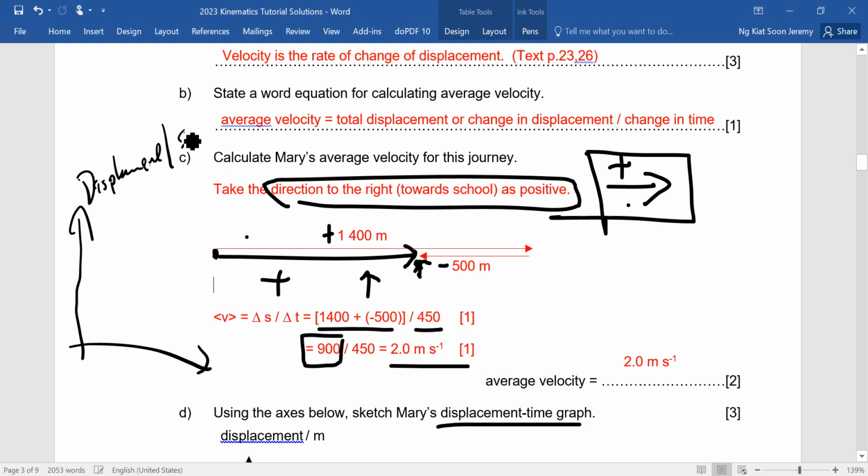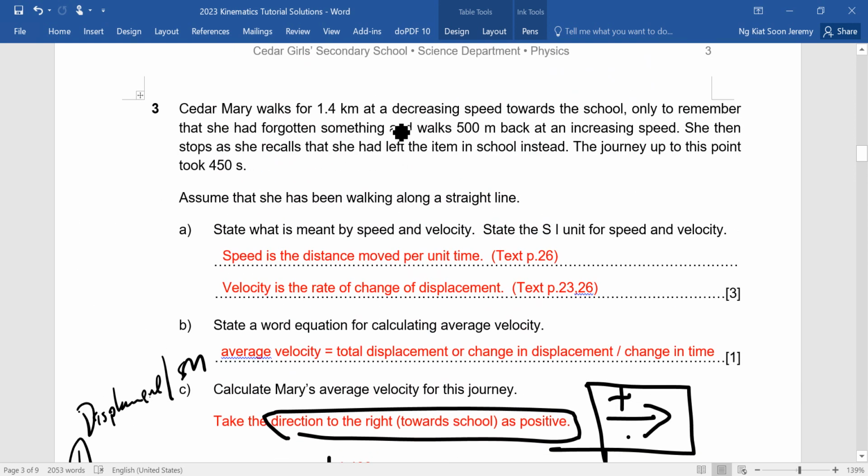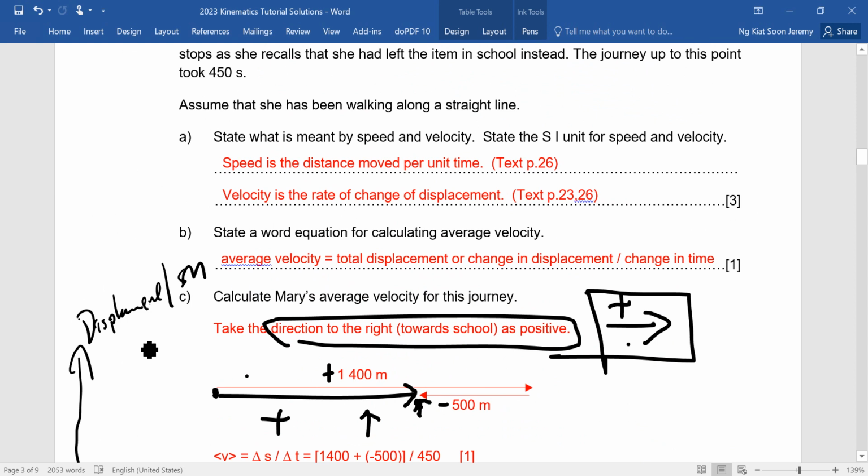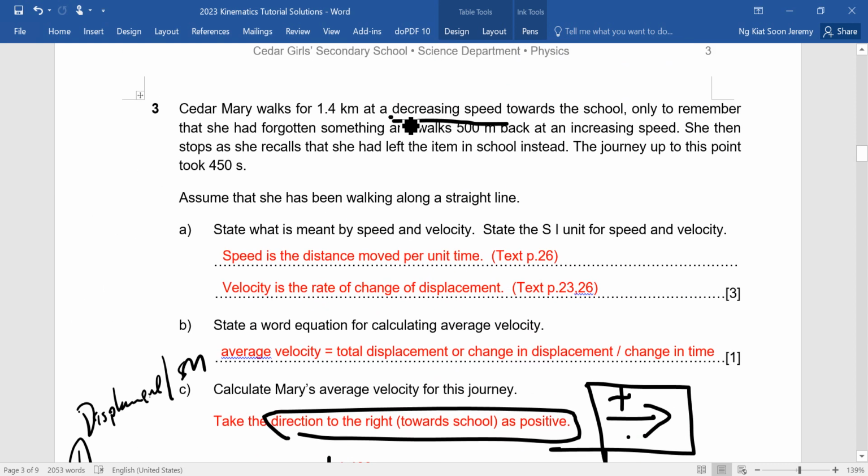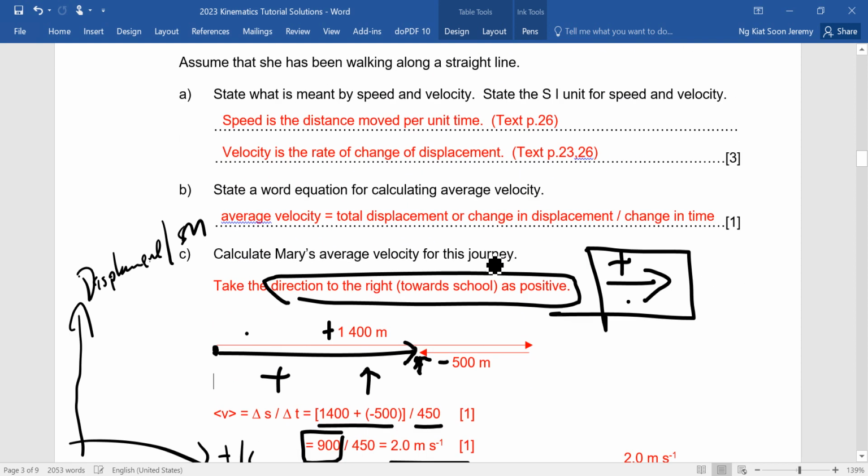Alright, in meters, and this is time in seconds. So she takes some time to travel this 1400 meters, and they said it is at decreasing speed. We know that the gradient of a displacement-time graph is actually the velocity, so the velocity is decreasing. Remember from what we discussed last session, decreasing velocity means the gradient is getting less and less steep.